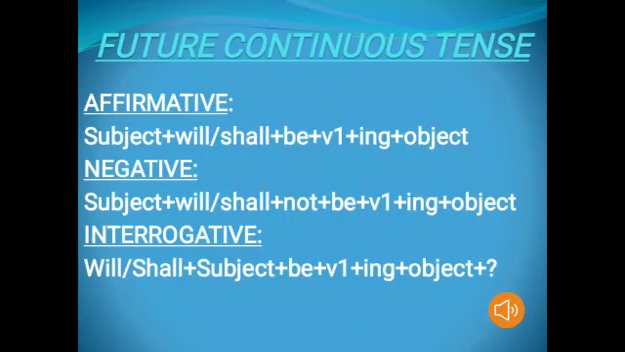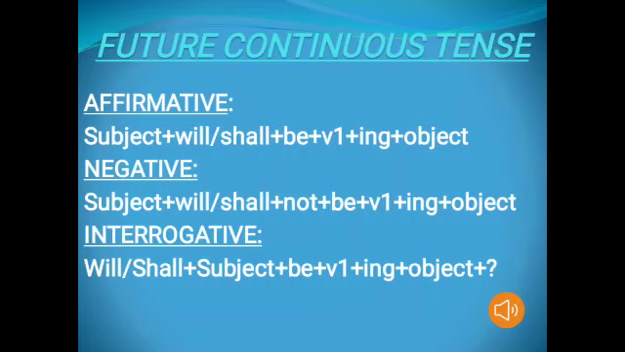Second part of the future tenses is future continuous tense. In the affirmative sentences, the rule is subject plus will or shall plus be plus first form of the verb plus ing plus object. In the negative sentences, subject plus will or shall plus not plus be plus first form of the verb plus ing plus object. In the interrogative sentences, will or shall comes first plus subject plus be plus first form of the verb plus ing plus object plus question mark.